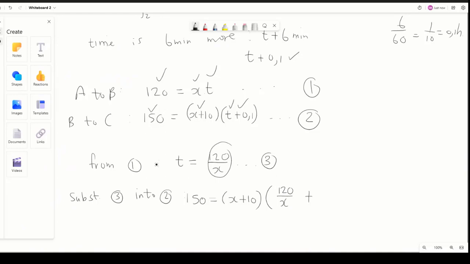0.1 is 1/10, 1 over 10, right? People, if I write 0.1, I can just write 1 over 10. You agree with me? I don't need a calculator, right? Are you happy with that, guys? 0.1 is 1/10. Okay, good.